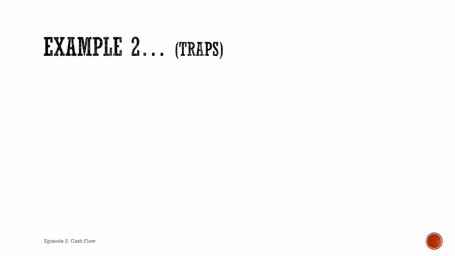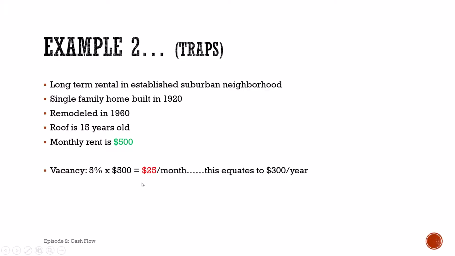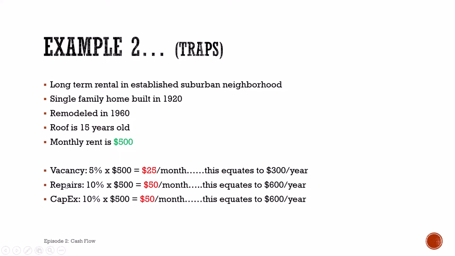Okay, let's get another example with a pitfall you might fall into. Same scenario, except this time your monthly rent is $500. Okay, so vacancy, again, 5%, repairs, 10%, CapEx, 10%. Everything's the same, except now your rent's different. Now you look at your CapEx and you're like, well, I'm setting aside 10%. That's $50 a month. That's $600 a year.